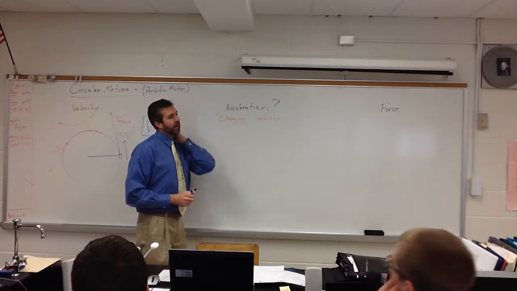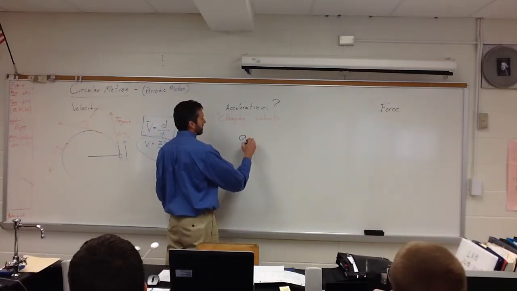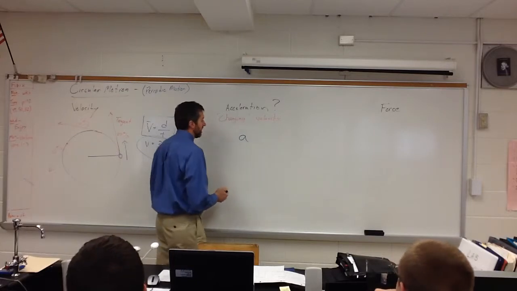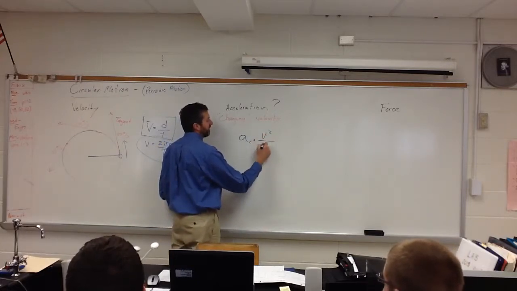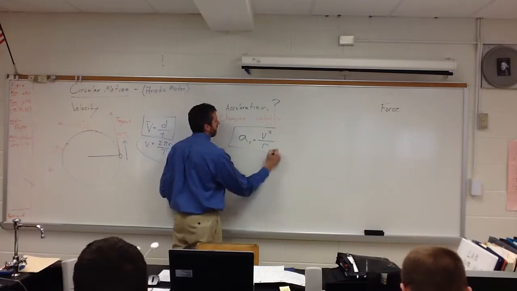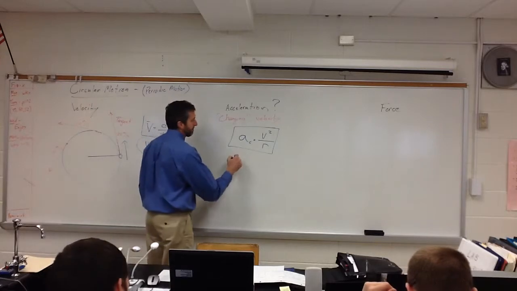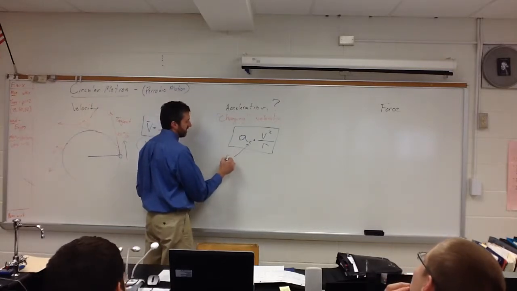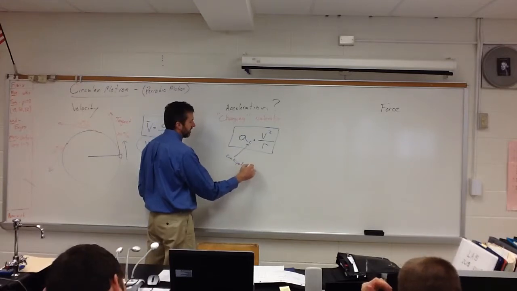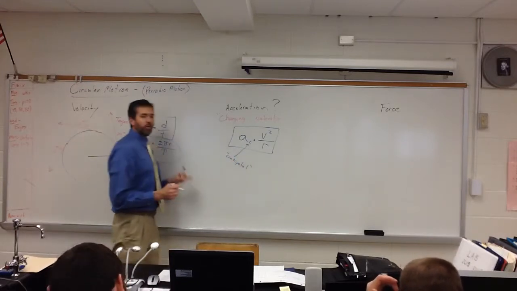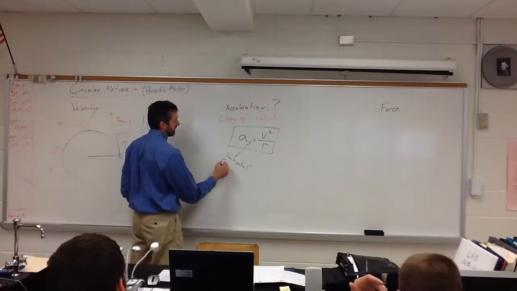Well, how do you figure it out? If you want to know the acceleration of something that's moving in a circle, it's the velocity squared over the radius. Now this is in your reference table. And the little c is for centripetal. That word centripetal means center seeking.